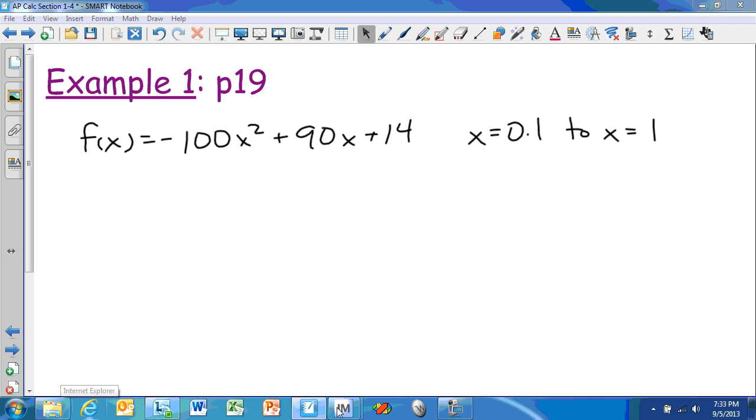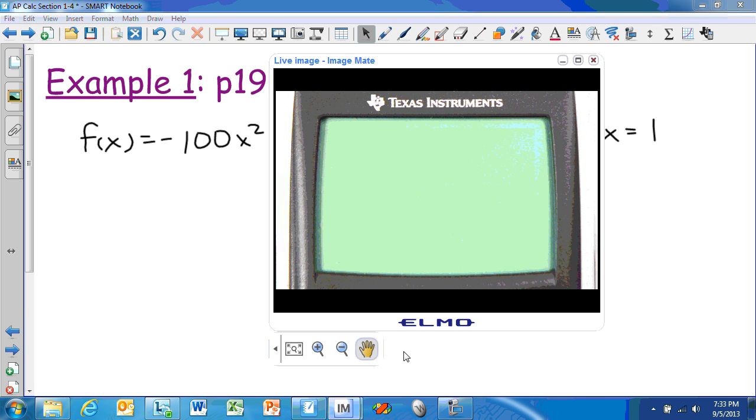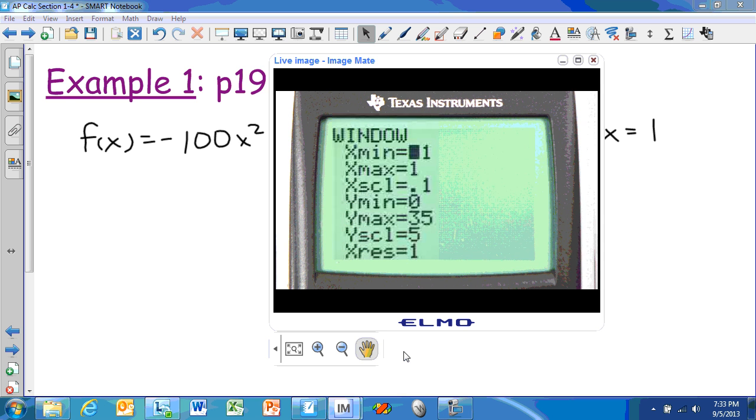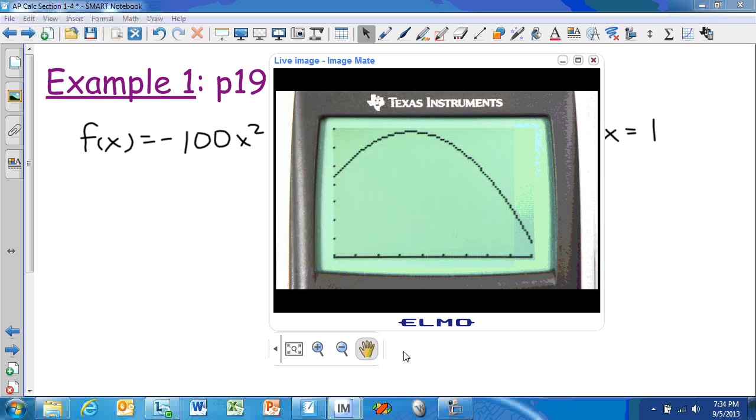Let me just bring up the calculator so you can see what this thing looks like. I have in y1 that same function that we used in the last example of the last section. I have the same window we used, in fact, from 0.1 to 1 for the x's, and then from 0 to 35 for the y's. And we can graph that and see what it looks like. There's the graph for that thing.